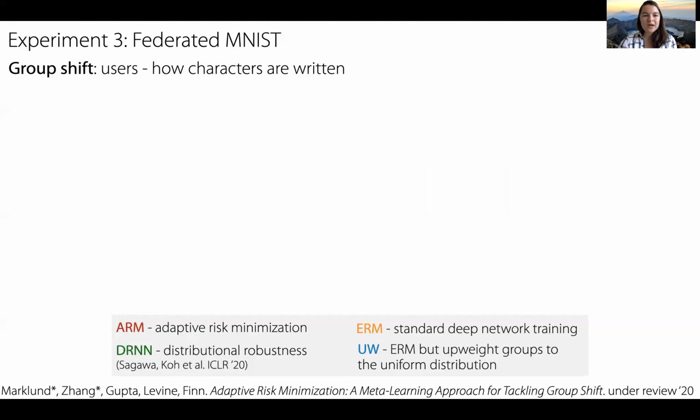Okay, and then lastly, we looked at a federated learning setting. And in this problem, it's a data set that is somewhat inspired by MNIST, except instead of only having digits, there are also all the letters in the English alphabet. And the group shift in this case is going to correspond to different users and how different users write different characters. Essentially, we want to be able to adapt to a different writing style of a different user. And we want to be able to adapt with unlabeled data.